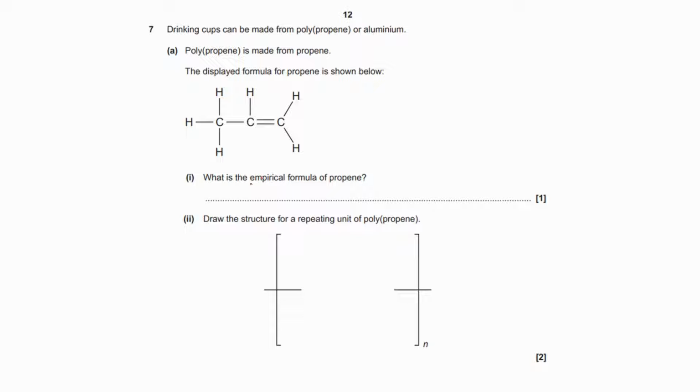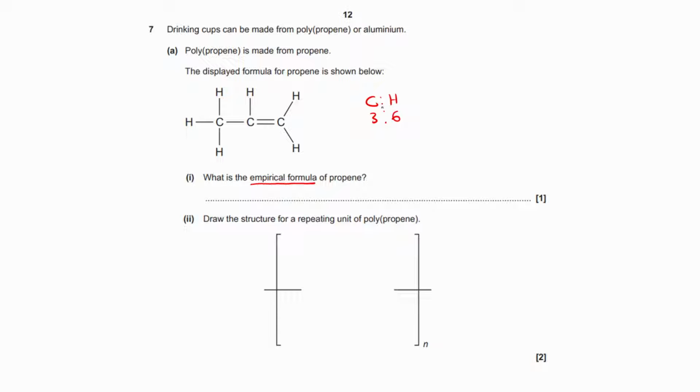So the empirical formula is the simplest whole number ratio of the different atoms. The displayed formula is what you see here. It shows all the atoms with all the bonds. So in here we've got carbon and hydrogen. The ratio of carbon to hydrogen, we just need to see their number. So we've got 3 carbons and 6 hydrogen atoms.